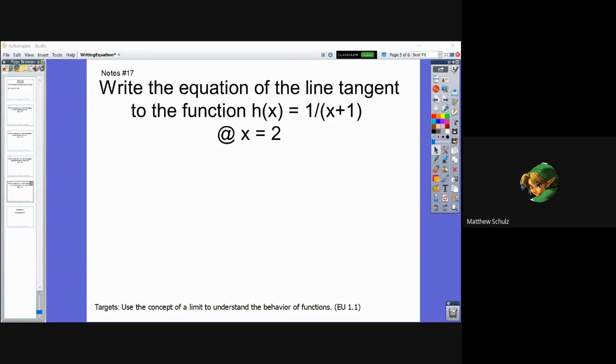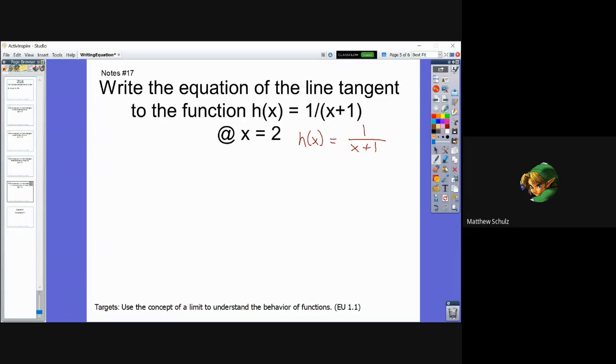But we're going to try to find the equation of the line tangent to the function h of x equals 1 over x plus 1 at x equals 2. So another way to write this function, which we'll need to do so it looks a little bit nicer, is writing it like this: h of x equals 1 over x plus 1.